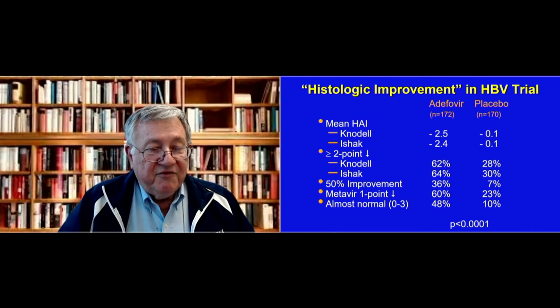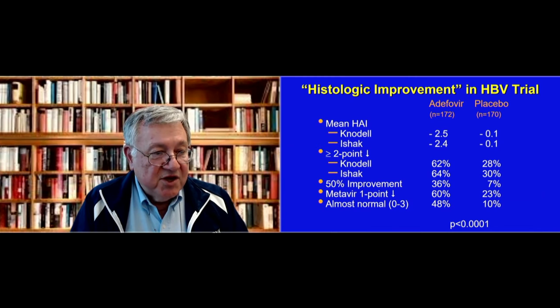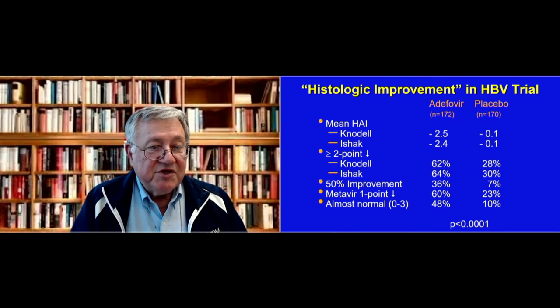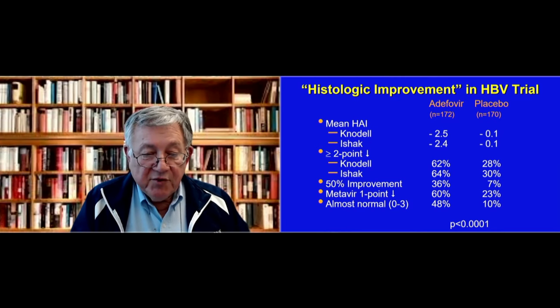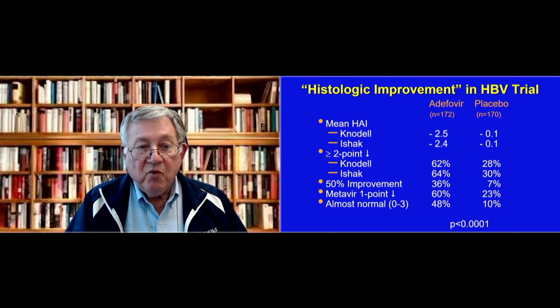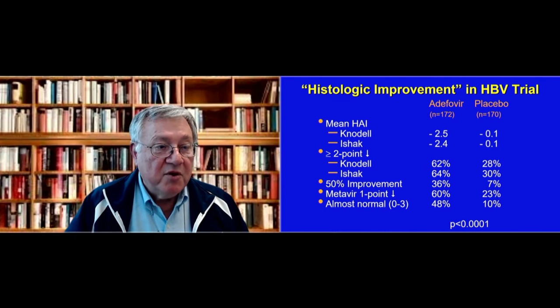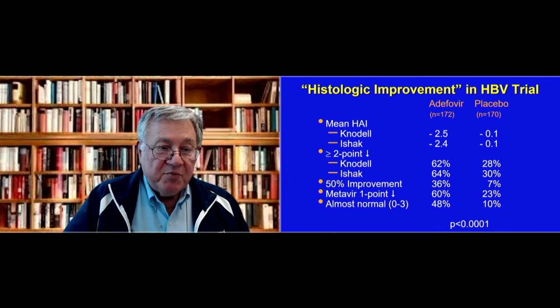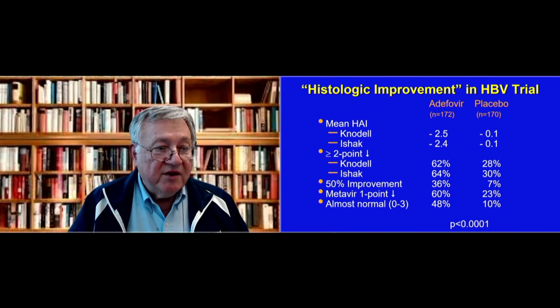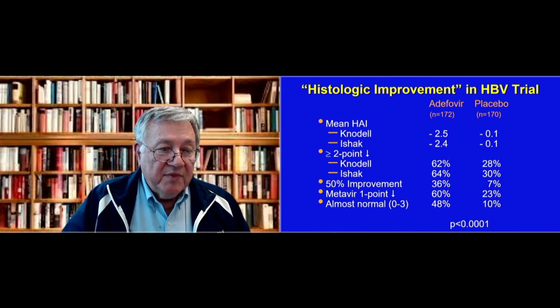If you look at the results, it doesn't matter how you cut the data. If you look at the mean HAI score for adefovir, it's about improvement by about 2.5 HAI units. For placebo-treated patients, 30% of them had a 2-point improvement, but another 30% had a 2-point worsening. So the mean score is almost zero. But if you look at the 2-point improvement, which is the primary endpoint, it was twice as much in the patients on the active drug, either using the original Knodell or the Ishak modification. Twice as many had a response.